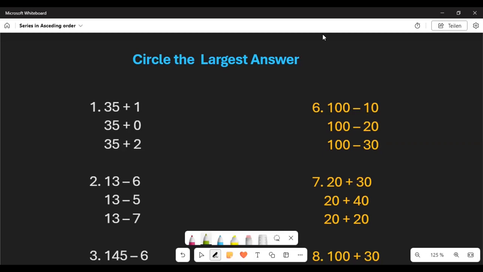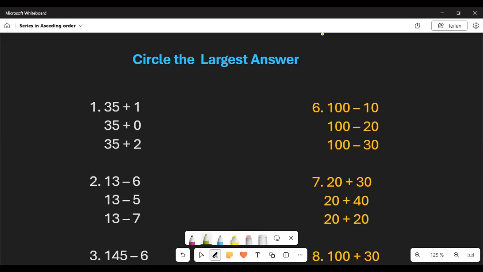In this video, we're going to look at a normal play that you can use just to learn subtraction and addition. It is called you cycle the larger number, the larger answer. That means you go through all the numbers, add or subtract, and then find which one is the largest number among the answers, and then just cycle it, okay?